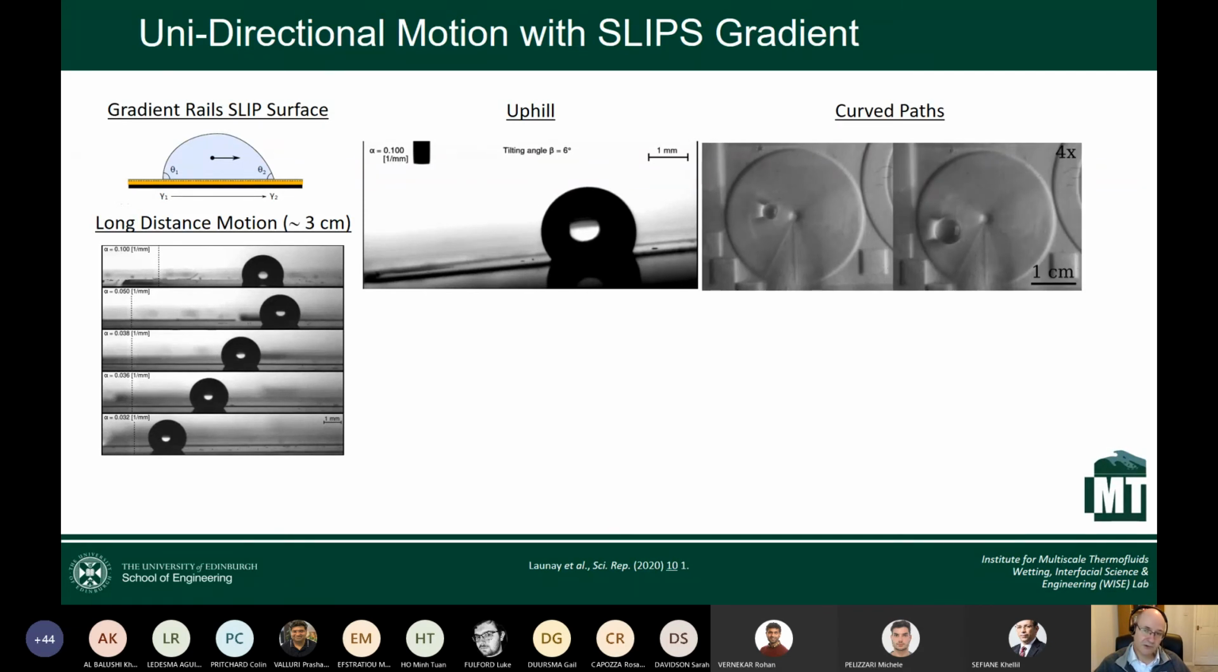You can curve them, so you can make the rails form a circle, so to speak. This is a top view, and the droplet will then follow the rails wherever the rails go, in this case round in an arc, and drive itself around that arc. You can, of course, flip your surface upside down and then throw droplets upwards.